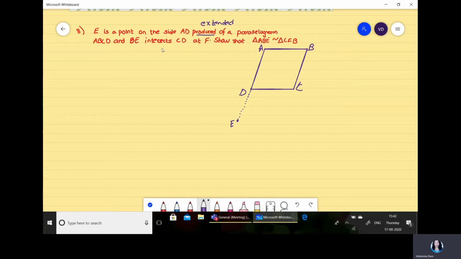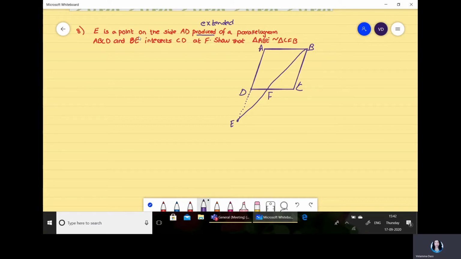BE intersects CD at F. So BE is intersecting CD, and here we have to join BE. When you join BE, you find that it intersects CD at the point F. I hope the diagram is now clear. Let's try to analyze it again.